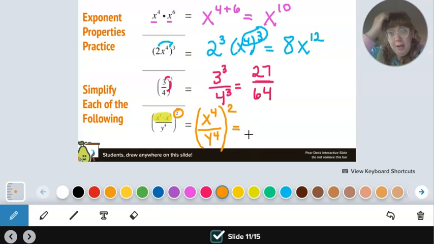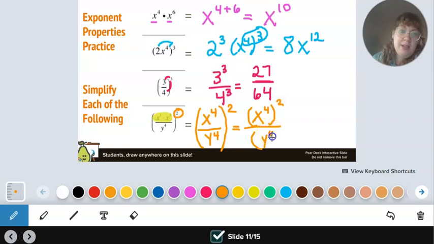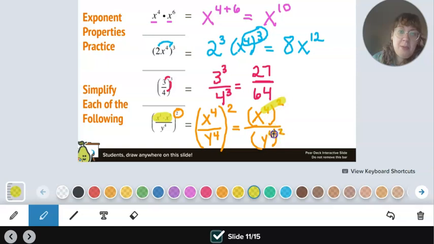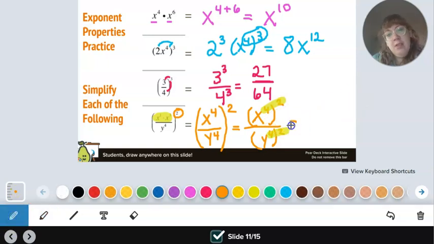So when we do power to a power here, we're going to multiply. So this is x to the 4th squared, which is x to the, well, I'll write it out into 2 steps. So we have x to the 4th squared, and then we have a y to the 4th squared. And each time we're going to multiply those exponents. So we get an x to the 8th divided by y to the 8th.